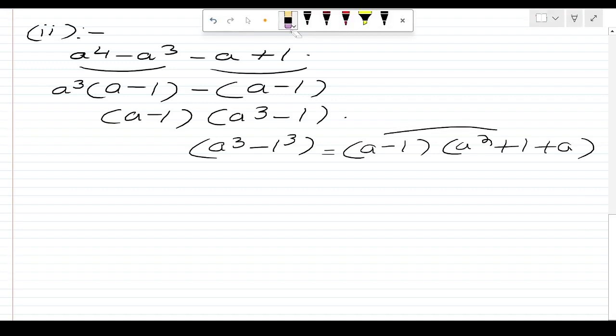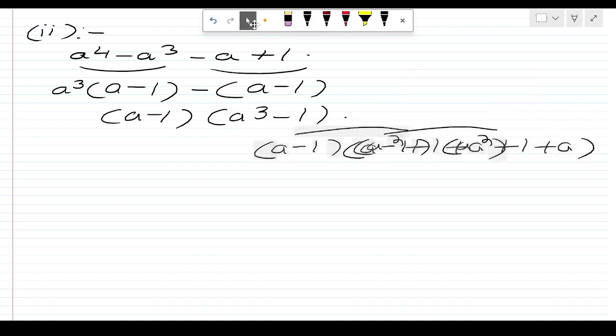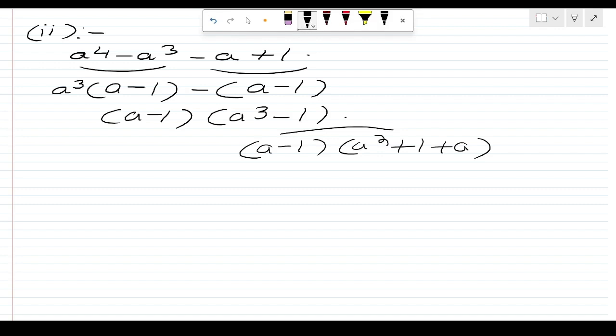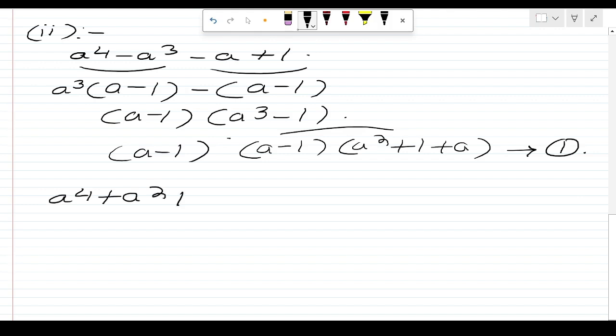So let me just erase it from here and bring this closer. And then a minus 1 will just remain the same. So here we have a minus 1, a square plus 1 plus a. So this will be our final factorized expression. Okay, then the second expression, it states that we have a power 4 plus a power 2 plus 1.